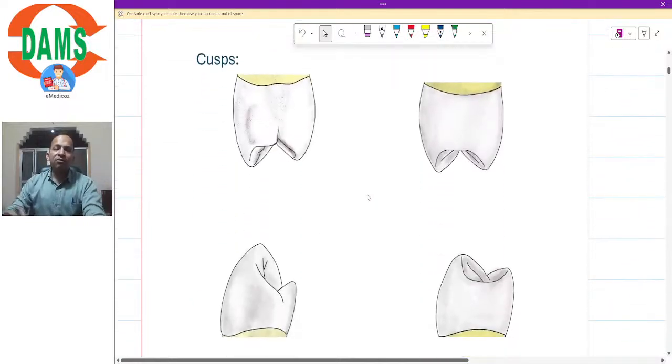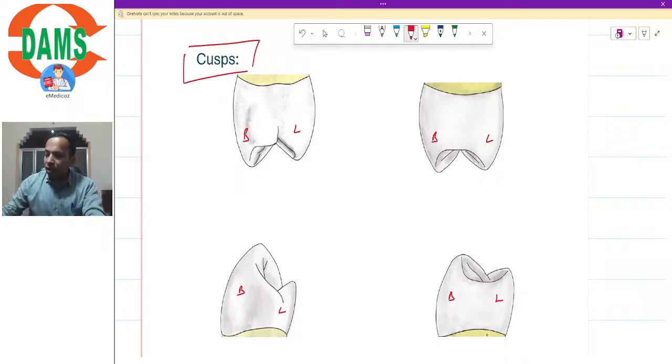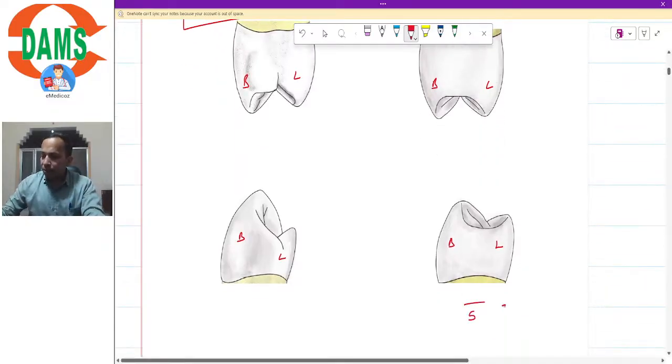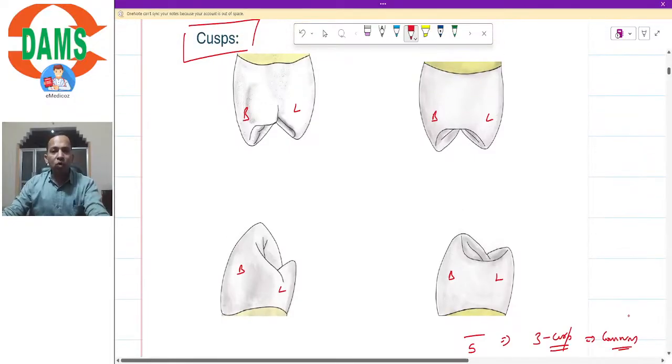Next we'll go to cusps. Next comparison would be with regards to cusps. When we say cusp, all the premolars, as I just told you, will have at least 2 cusps, a buccal and a lingual. This is the buccal, this is the lingual. Except for the mandibular second premolar, which might also have 3 cusp anatomy, and which is the more common anatomy, isn't it?